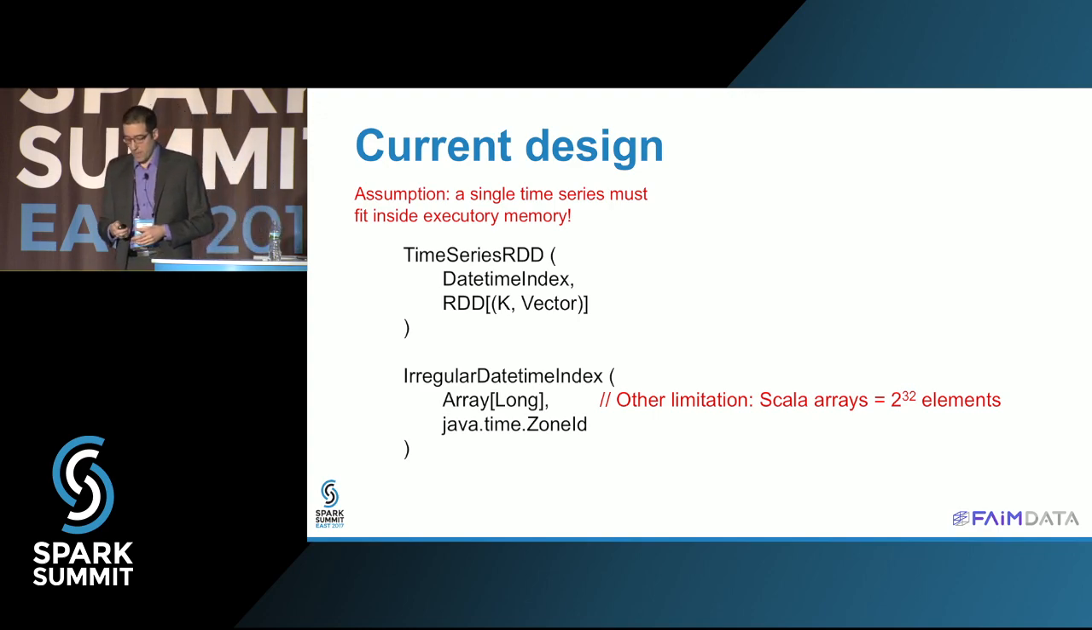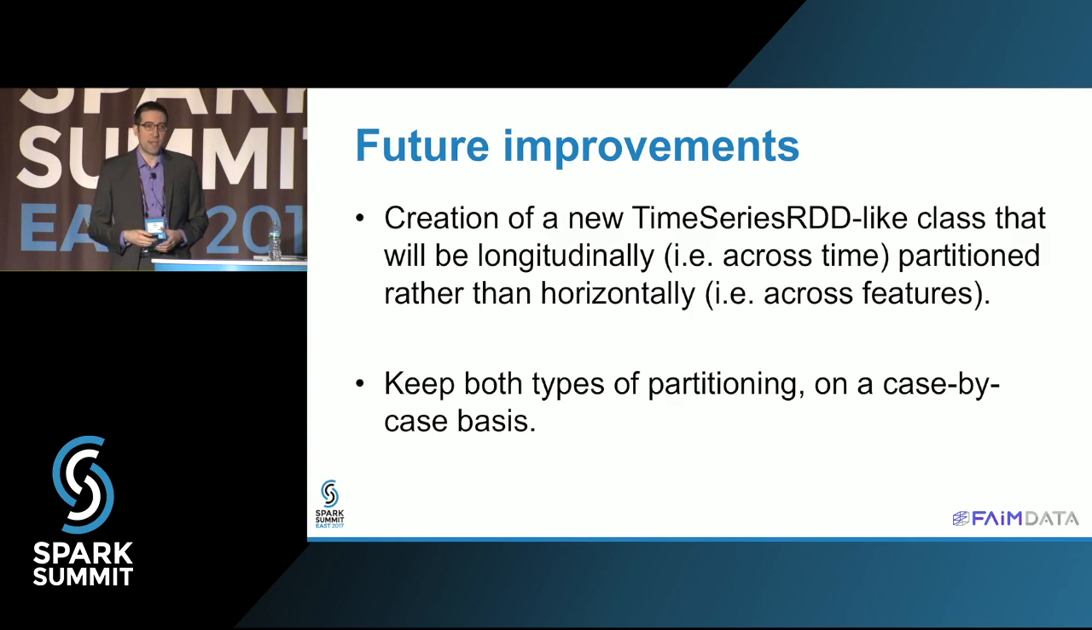So given those limitations that we've just talked about, we're already thinking about future improvements, an important one being that we would have another time series RDD-like class that would be partitioned across time rather than partitioned across features. And the result of that would be that you would have the two types of partitioning available on a case-by-case basis.